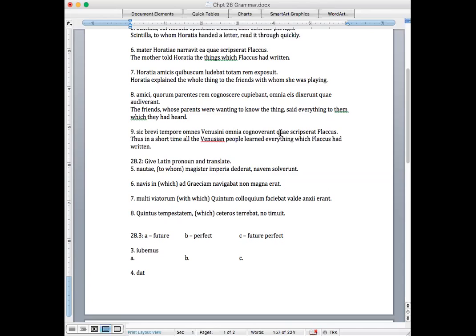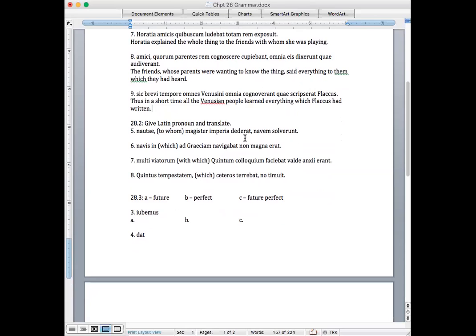So here you have another short clause starting with quae, ending with Flaccus, just like this one on number 6. In a short time, all the people of Venusia learned everything. Everything, omnia, is going to be neuter, so accusative plural. Everything which Flaccus had written. So the quae here is also going to be neuter and plural. And it's going to be accusative because Flaccus is the subject of scripserat. Okay, those are your translations.